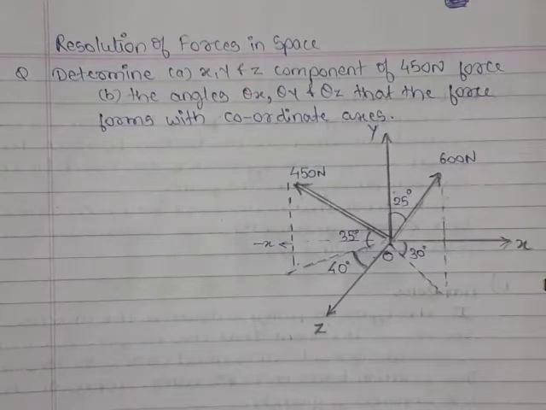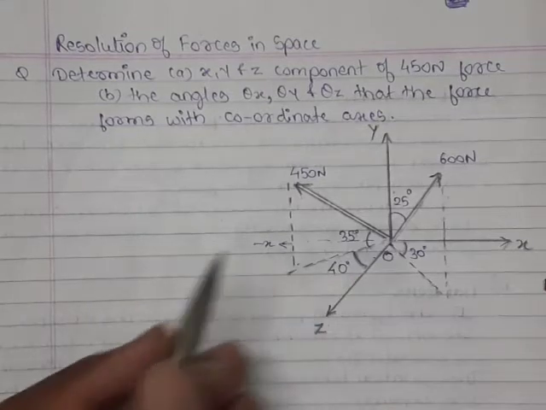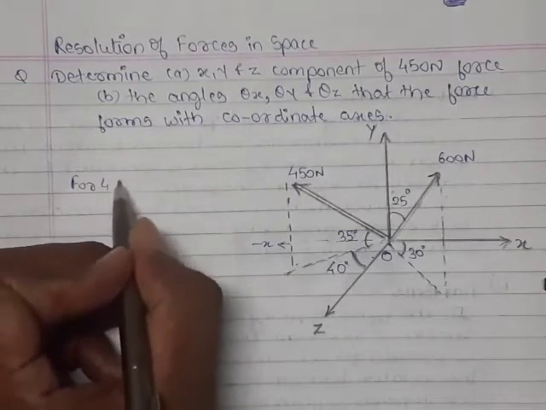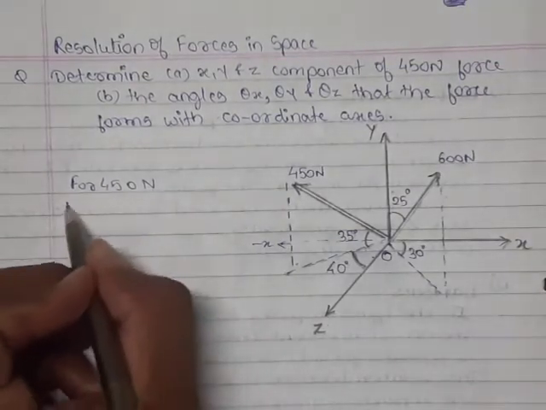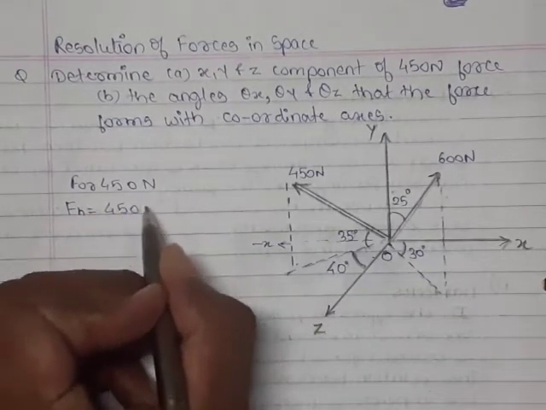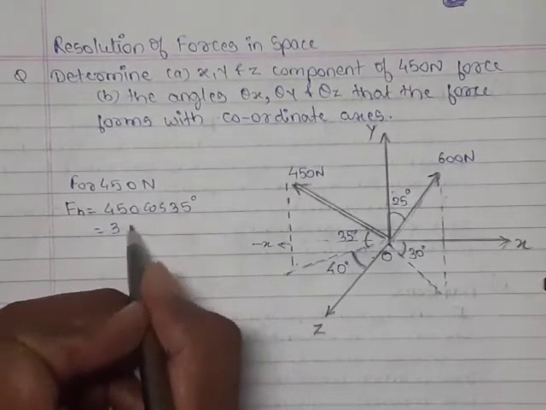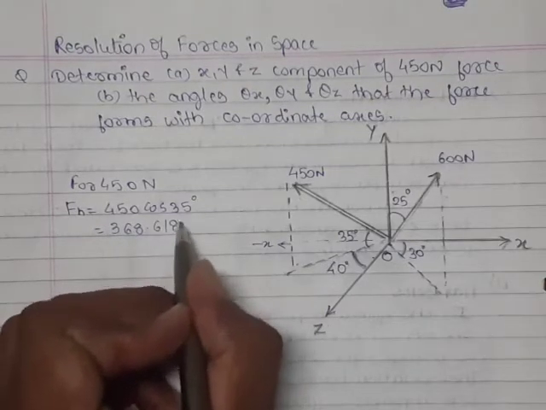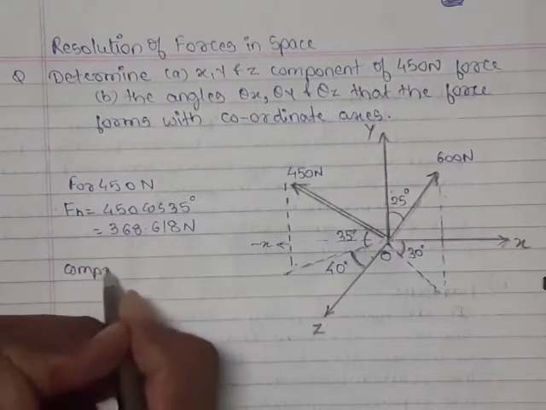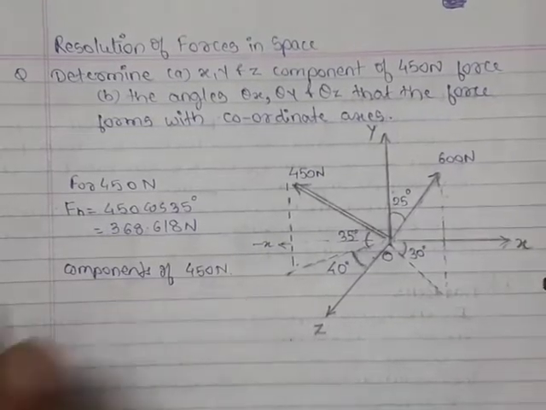So here first we'll find out the 450 Newton's component along this plane, or we can say along the xz plane. For the 450 Newton force, we'll find its horizontal component lying along the xz plane. It will be 450 cos 35 degrees, and the value comes to be 368.618 Newton. Now we have to find the components of the 450 Newton force along the x, y and z axes.